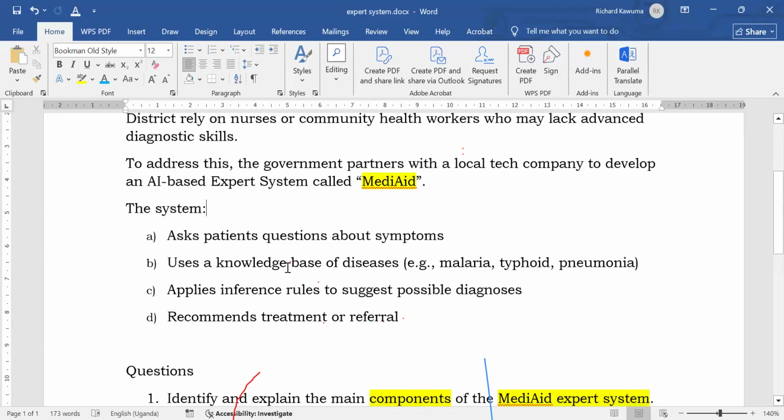And then this system should be able to ask patients questions about symptoms. It uses a knowledge base of diseases like malaria, typhoid, and pneumonia. It applies inference rules to suggest possible disease diagnosis, and it recommends treatment of or referral to the patients, right? So that's where now the questions are.